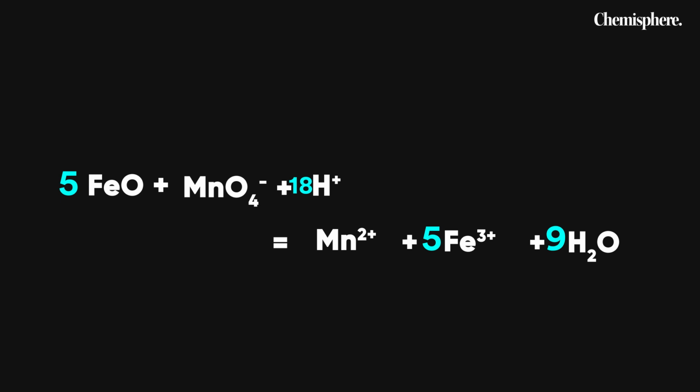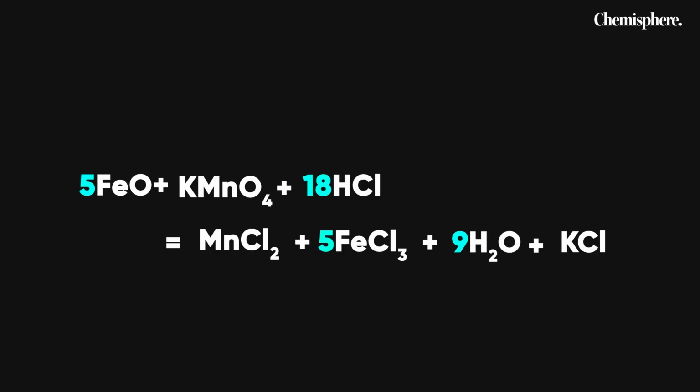Now you can add K+ and 18 Cl- ions to both sides of the equation and club them together to get this final equation. This gives us the final balanced equation. So in 6 small steps, you are able to complete the entire thing.